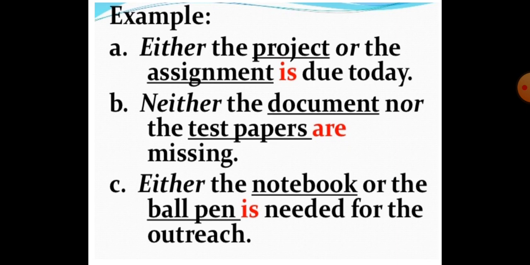Next, neither the document nor the test papers are missing. So here you can see are is the verb here, and test papers, so nearer to verb the subject is test papers, so the verb will be according to the test papers, that is a plural subject, so here it will be are. Next, either the notebook or the ball pen is needed for outreach. Okay, so again you can see, now I think with these examples it is more clear to you ki how to put the verb according to the subject.